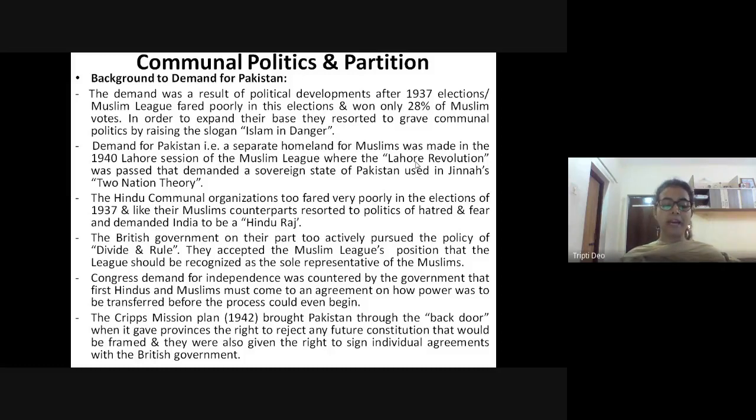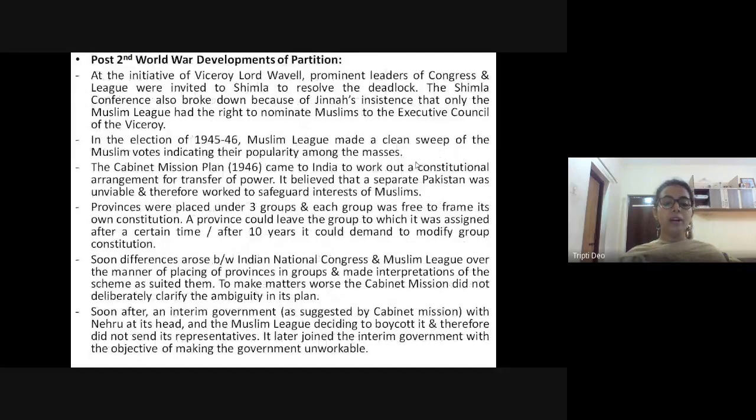The Cripps Mission Plan of 1942 brought Pakistan through the back door when it gave provinces the right to reject any future constitution that would be framed, and they were also given the right to sign individual agreements with the British government. Now, post the Second World War, which is about 1945-46, what happened? What was the development towards the partition and towards this separate state of Pakistan?